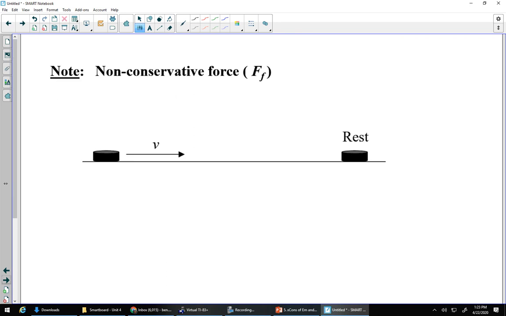Non-conservative forces are ones that we can't really get back. So I've got this hockey puck sliding at a speed v. There is force of friction that is doing work on this, and it is taking energy. So the work is taking energy out of the system. Once that hockey puck comes to rest, it's not going to move anymore unless somebody hits it with a hockey stick or something, right? It's not going to come back all on its own.